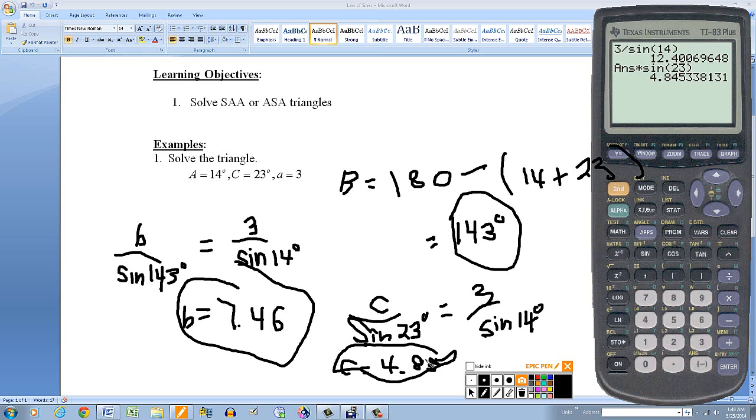Now in the next video I'll be looking at what is called the ambiguous case of the law of sines. And that's the case where you're given two sides and the angle opposite one of those sides. And in that scenario you can have either 0, 1, or two triangles.